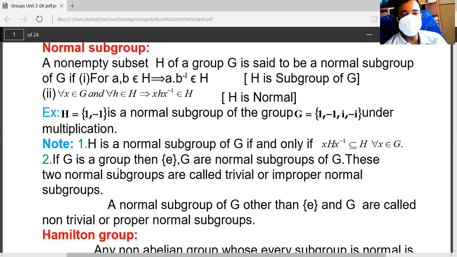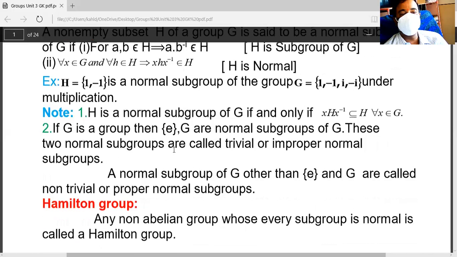The second one is: if G is a group, then G itself and the singleton {e}, both are called normal subgroups of group G, and these are called trivial or improper normal subgroups. For the group G, G itself and the singleton set {e} are called trivial or improper normal subgroups of group G.